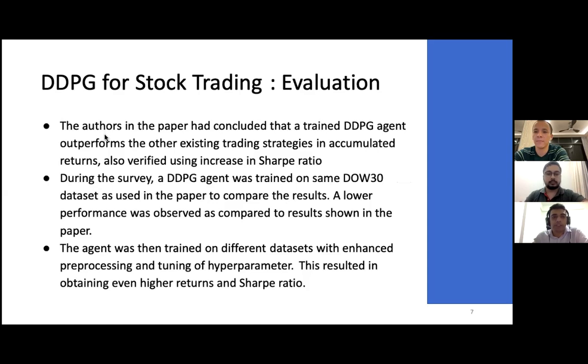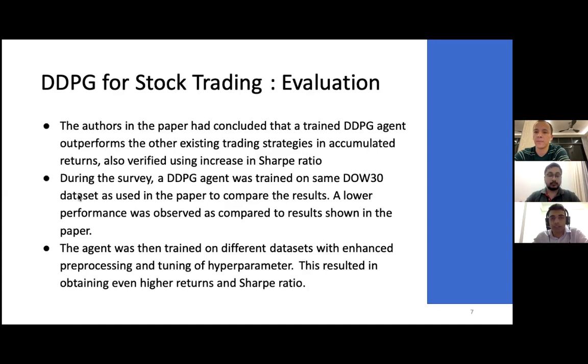So in the paper, the authors concluded that a trained DDPG agent can outperform other existing trading strategies in accumulated returns. They also verified it using increase in Sharpe ratio. Sharpe ratio is a metric used in finance to check whether the returns of a particular investment are higher or lower than what is obtained in a risk-free investment or strategy.